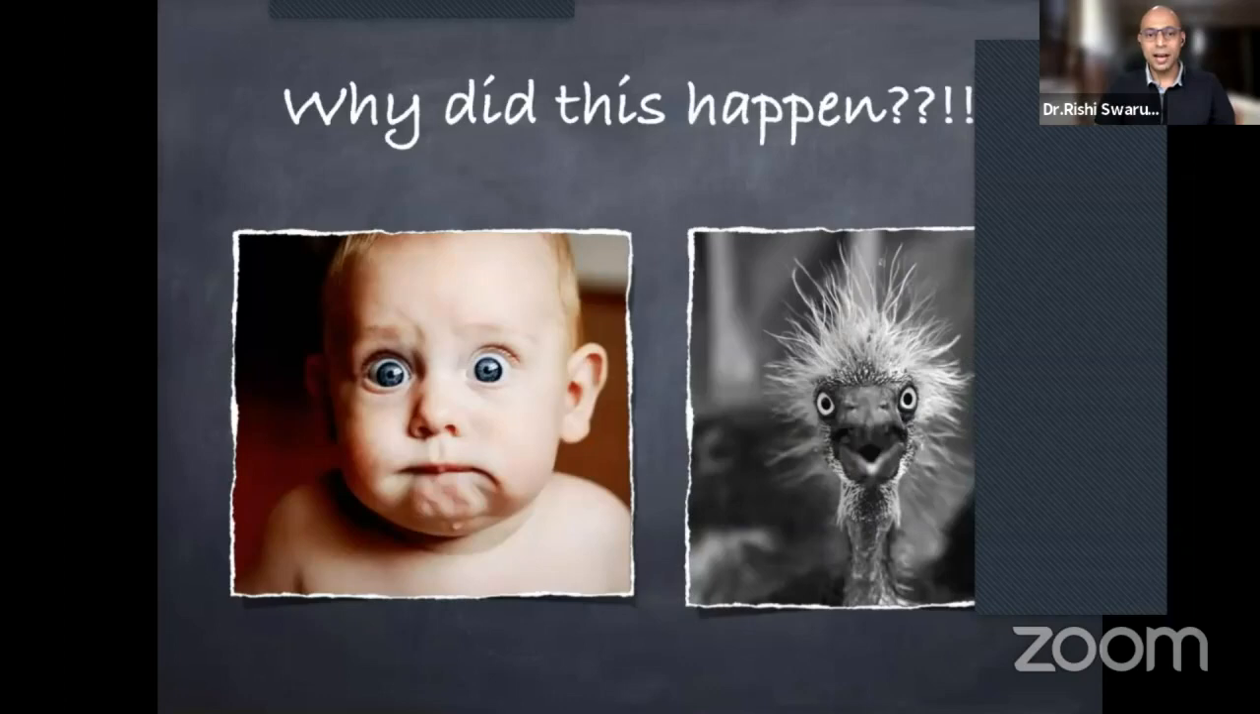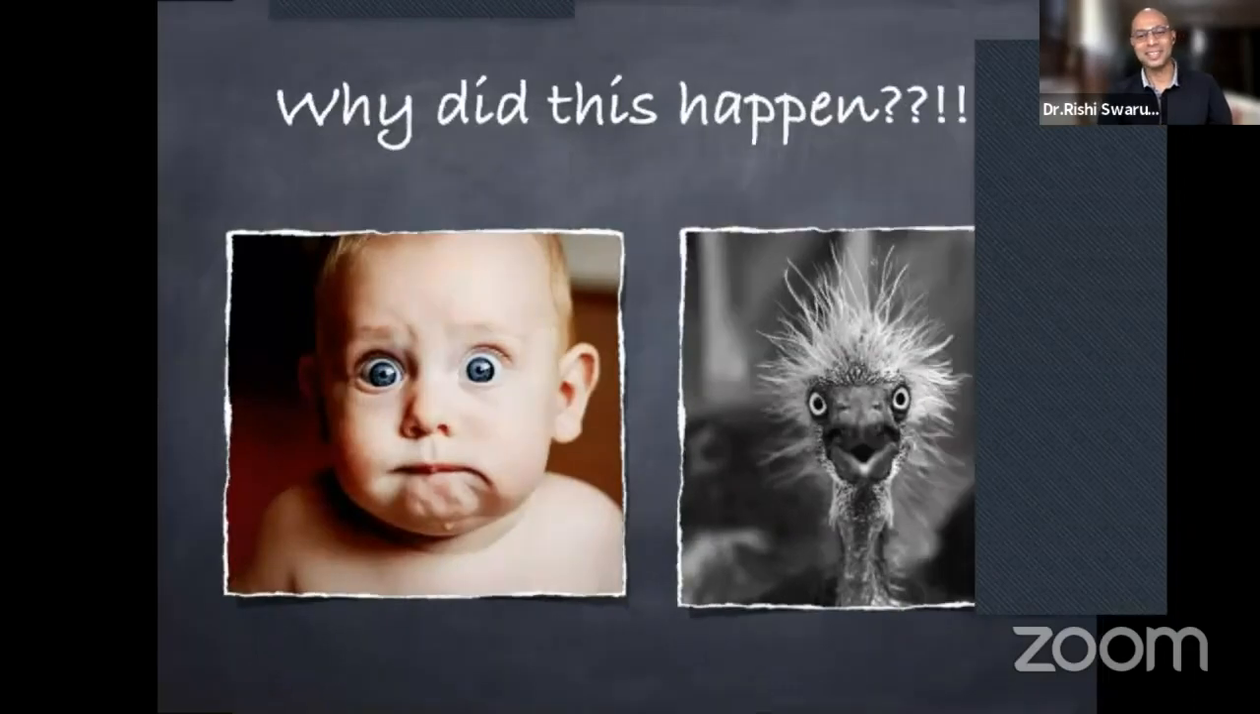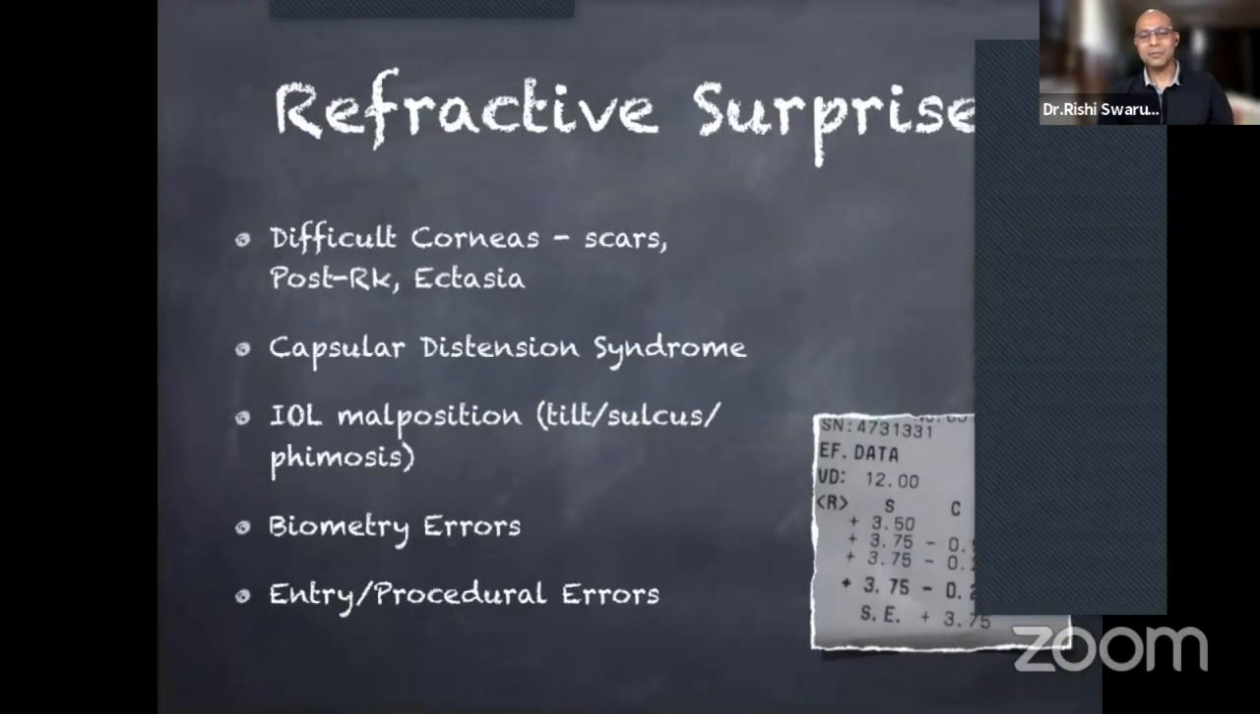So when we have a refractive surprise, I think all of us have this kind of a look when we see the AR on the first day. Oh God, why did this happen? And you have to try and analyze why it happened. Was it a difficult cornea, like we mentioned? Was it a patient who was prone to develop a problem? Sometimes, post-RK eyes, whatever you may do, you will still often end up with a refractive surprise, or if you have a very irregular cornea. So you cannot really be sure. But other than that, there are other causes which can cause refractive surprises.